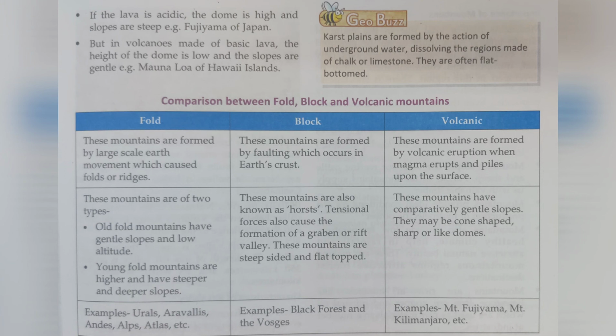They may be cone shaped, sharp, or like a dome. These are all the types of volcanic mountains. Examples of fold mountains: Urals, Aravallis, Andes, Alps, and Atlas, etc. What about block mountains? Examples of block mountains: Black Forest and the Vosges. Now, volcanic mountain examples are Mount Fujiyama in Japan and Mount Kilimanjaro.